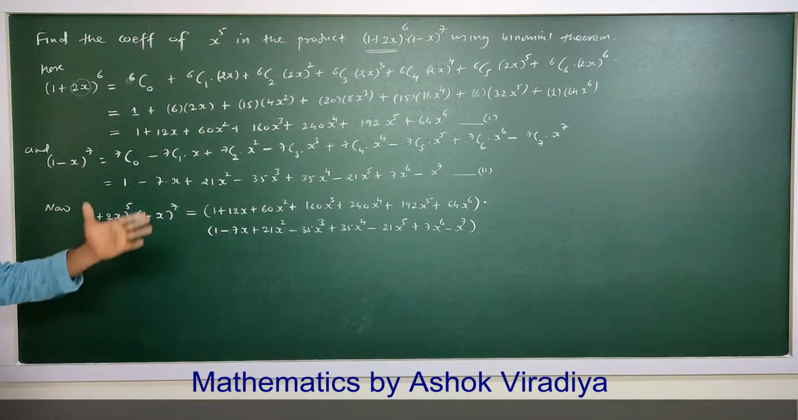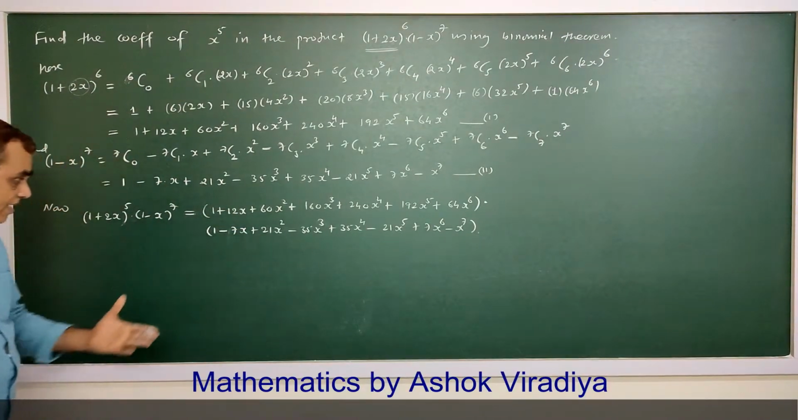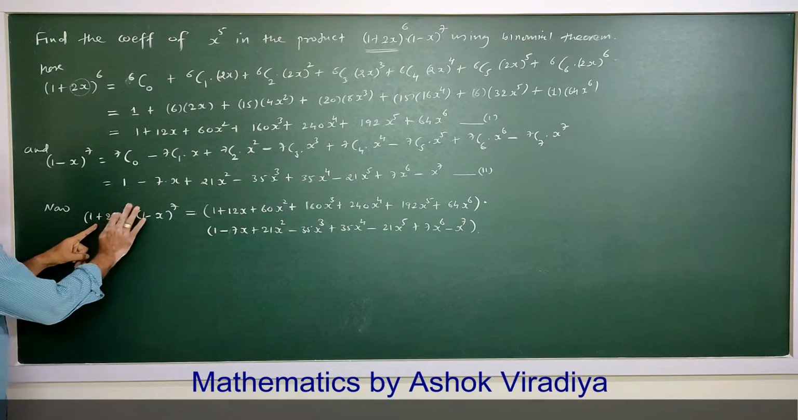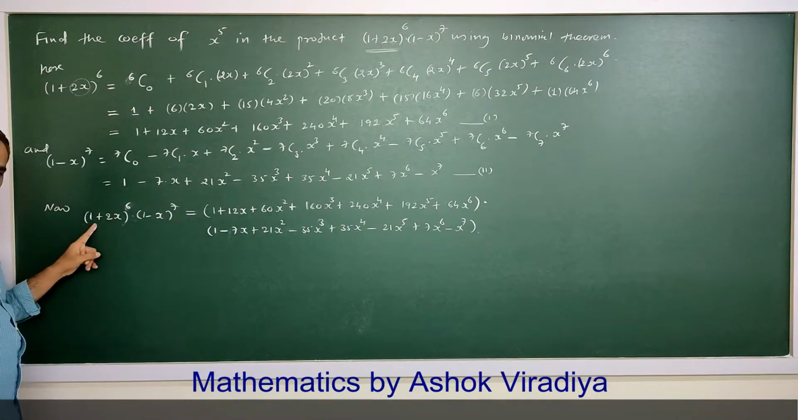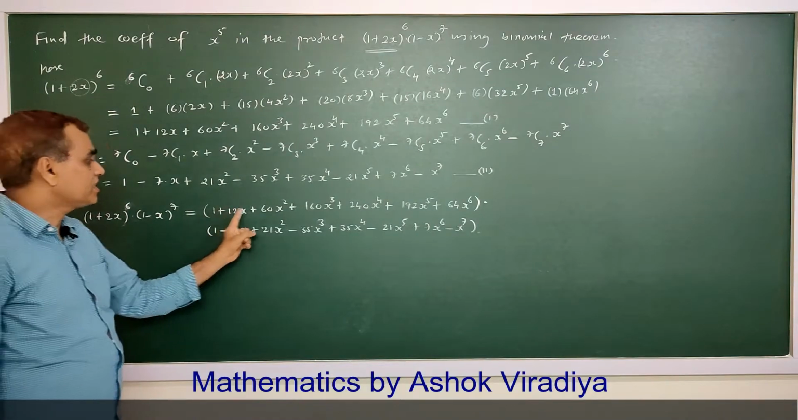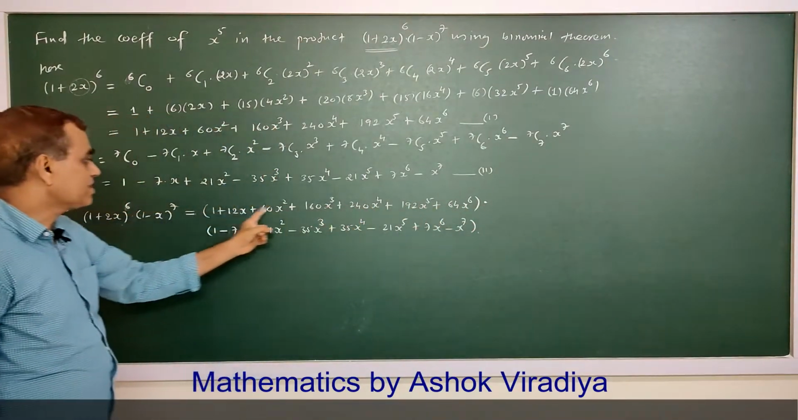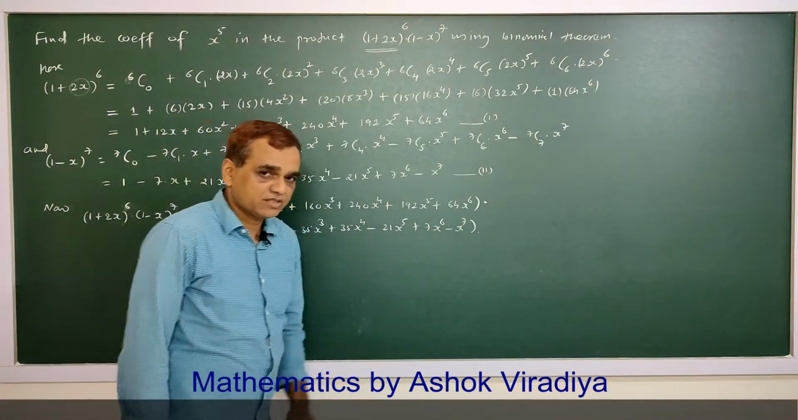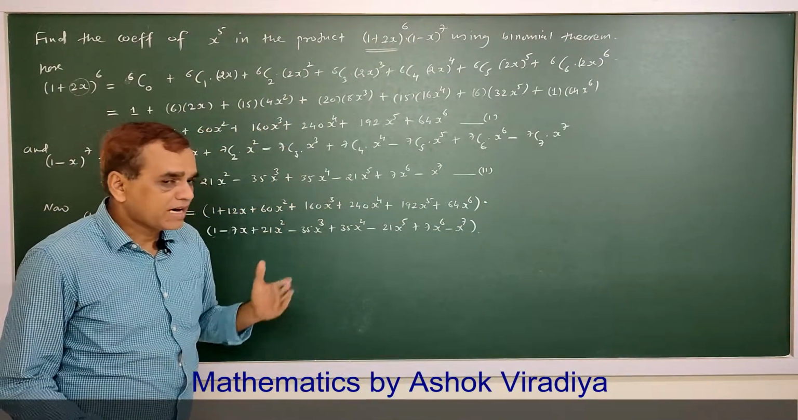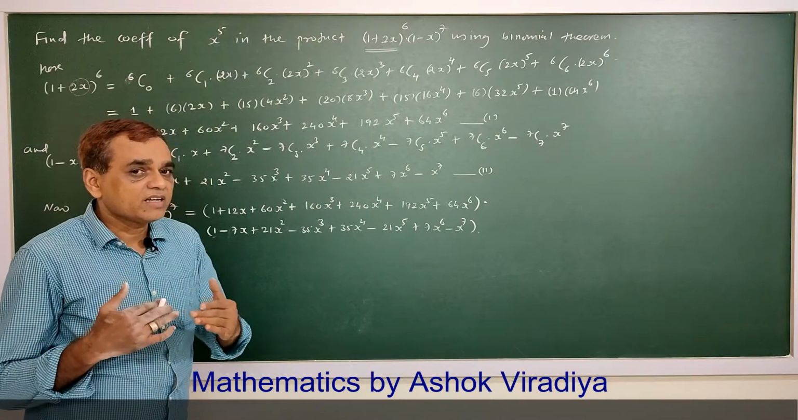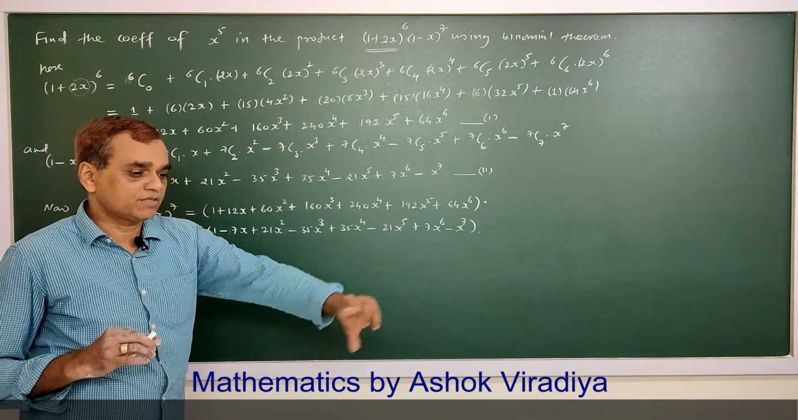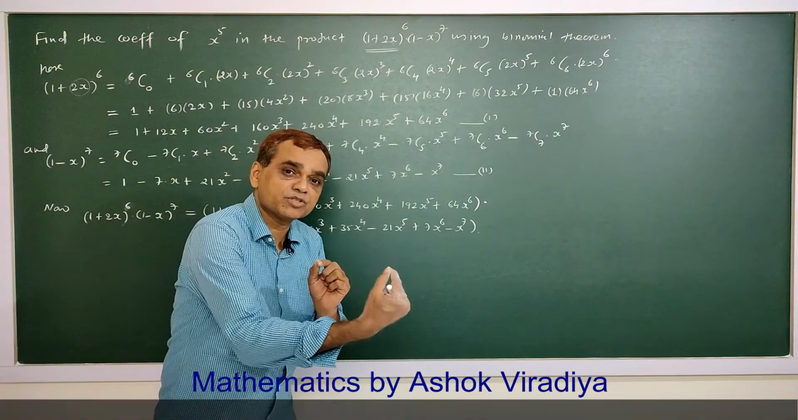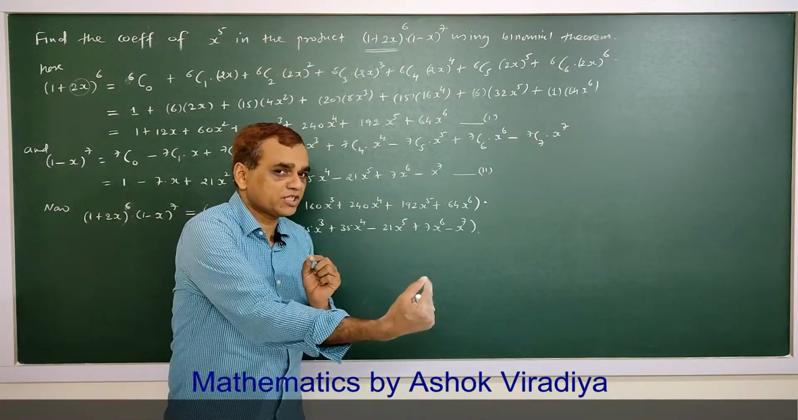If we expand these brackets, in the first bracket the power is 6, so it has 7 terms. In this expansion, the first bracket has 7 terms and the second bracket has 8 terms. If you multiply these brackets, we get 7 into 8, which is 56 terms. So it is too lengthy an expression.